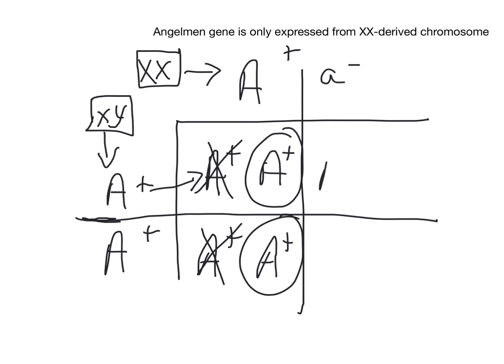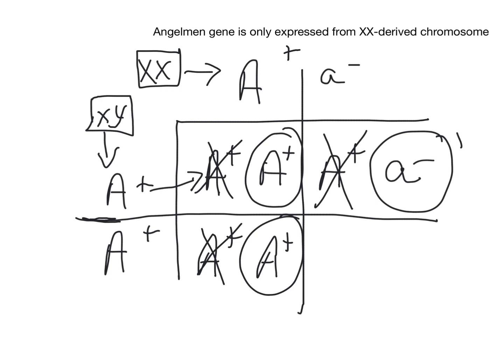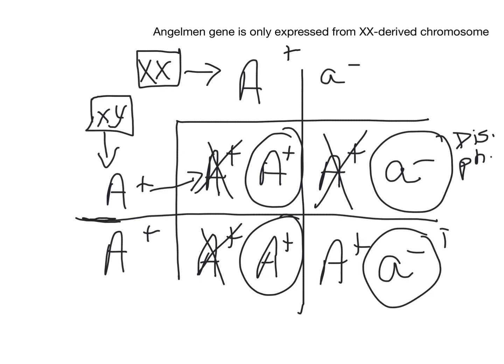Or we can have this. And now we have only this allele being expressed. This allele is silenced. This is a disease phenotype. And the same thing here. Disease phenotype. As we silence the XY-derived wild-type allele, and we're left only with the disease allele from the XX parent.